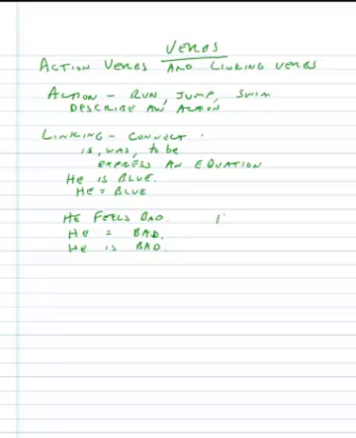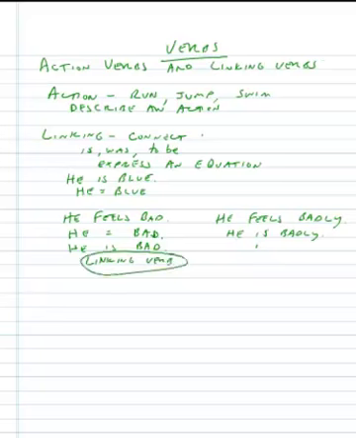But let's give another example. He feels badly. If we say he is badly, that does not make sense. So that is an action verb, whereas this is a linking verb, and they're both the same word.